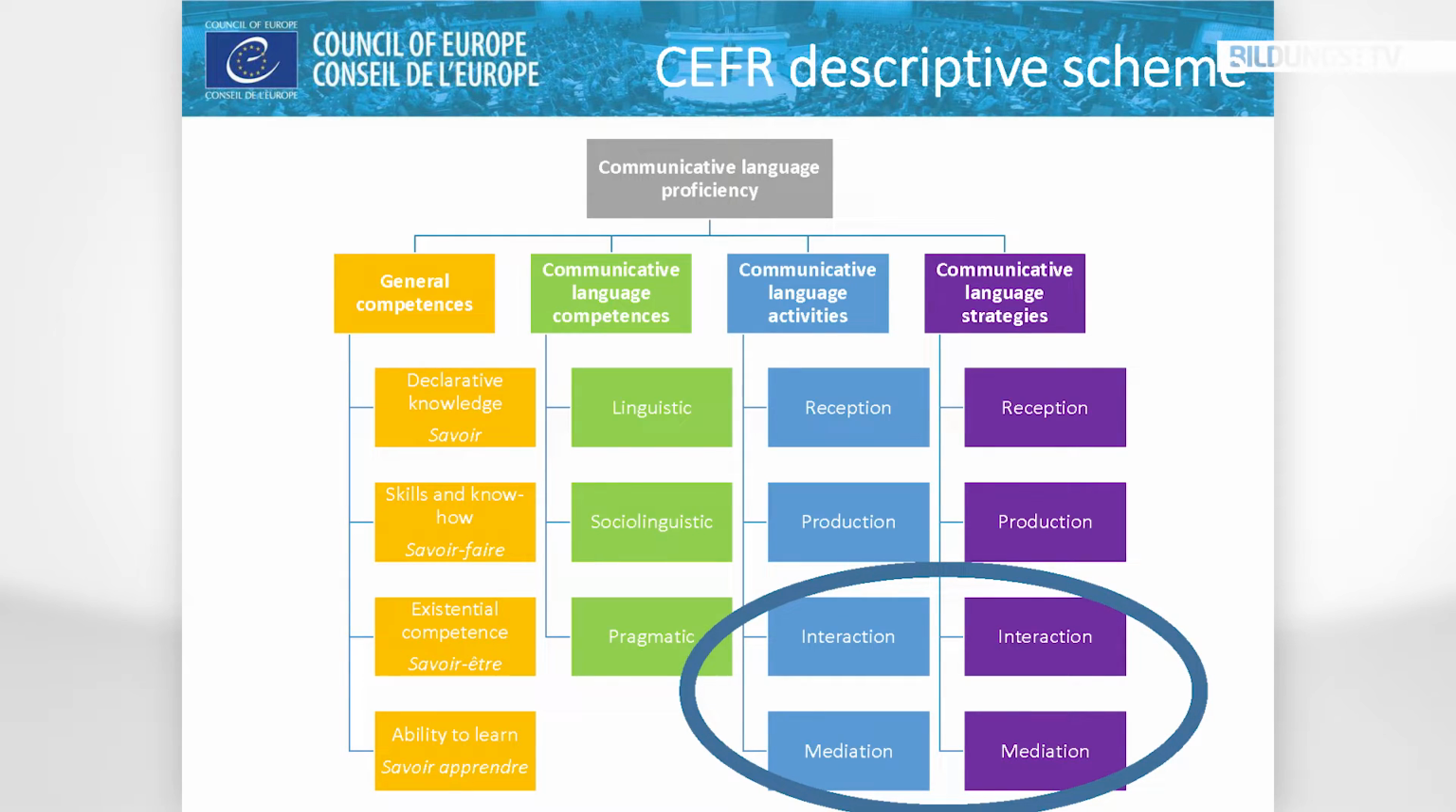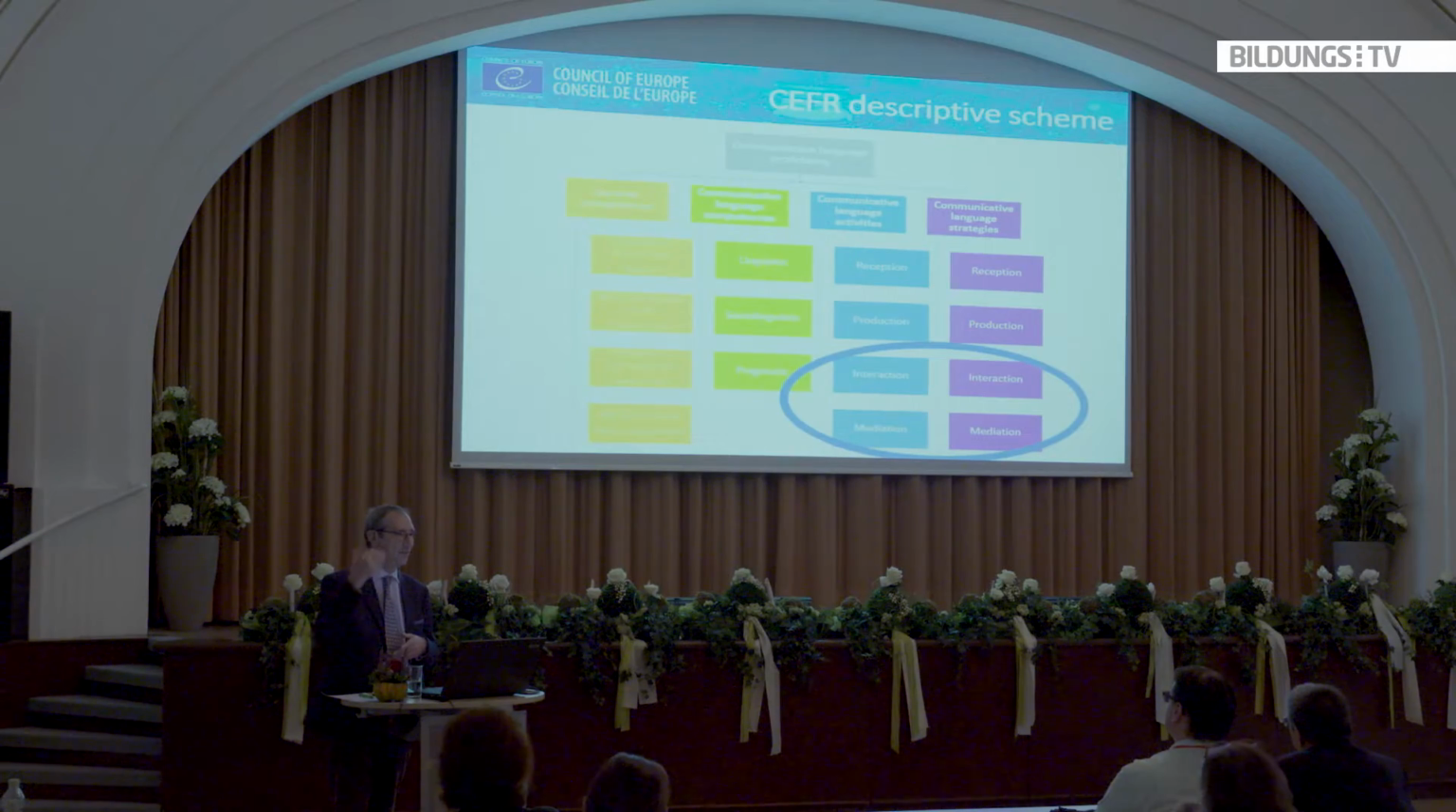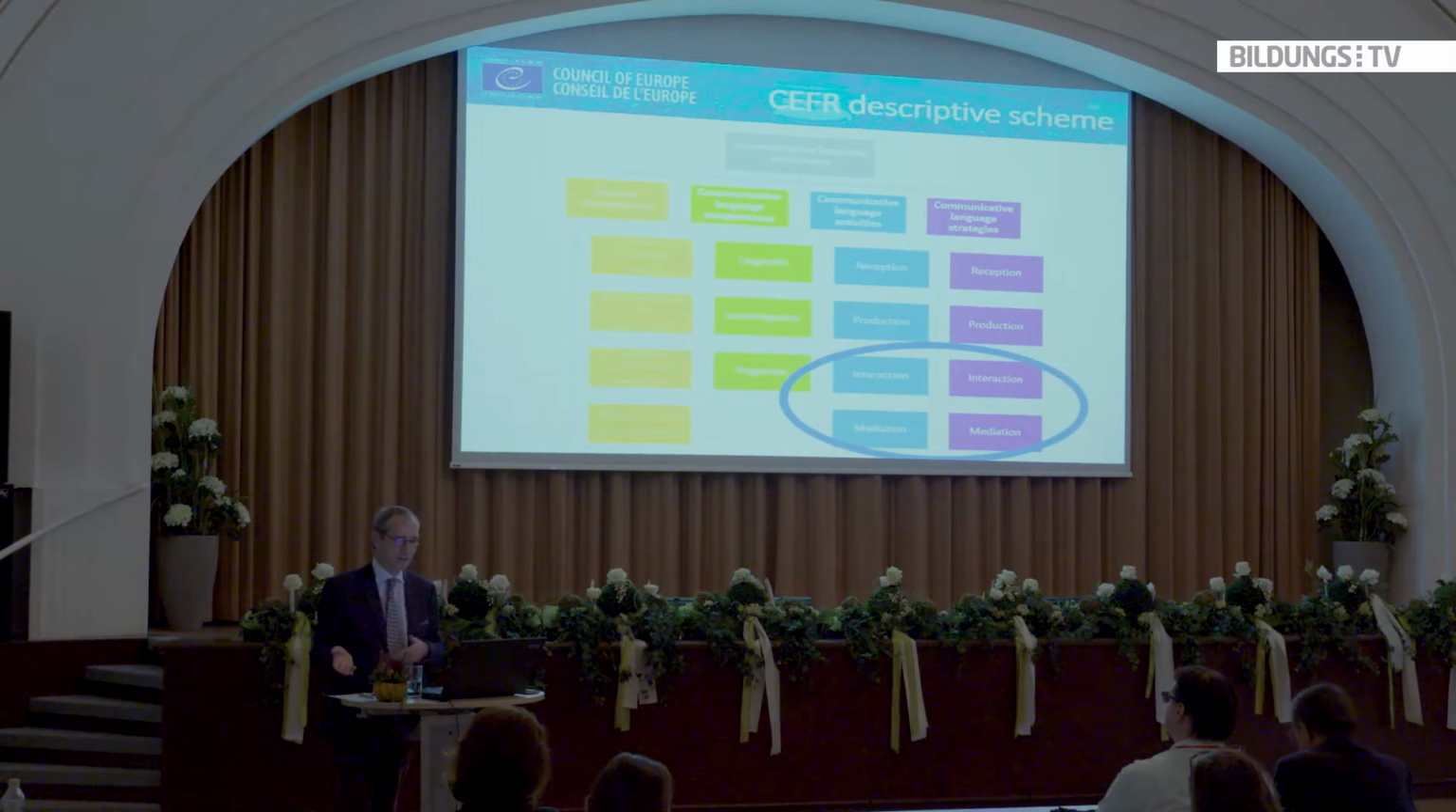So communicative language proficiency consists of, on the left-hand side, general competences, which is the yellow bit, which you can't read. Sorry about that. But in any case, they're best expressed in French with les savoirs, savoir-faire, and savoir-être. Savoir-être is a lot more than just attitude. In English, that gets translated usually as knowledge, skills, and attitudes. But it's not really about attitudes.